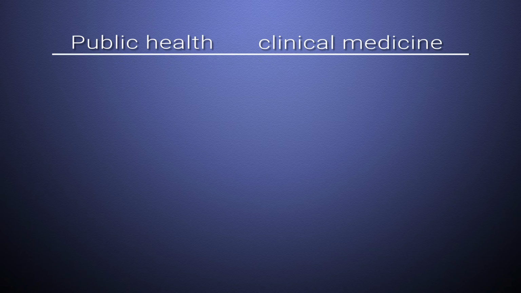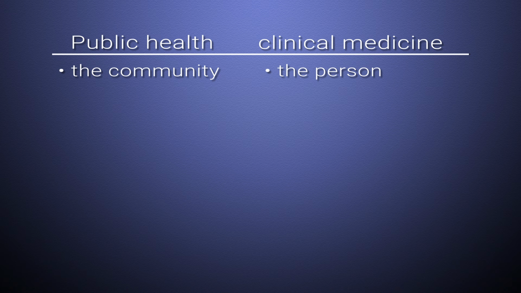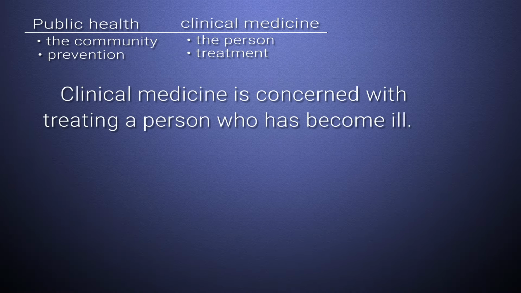One major detail is that public health focuses on the community, but clinical medicine focuses on the person. The other major difference is public health tries to prevent illnesses, but clinical medicine treats people who are already sick. Now I have all the ingredients for a paragraph. When you put these ideas together, they'll support the idea that there are two main differences between public health and clinical medicine. Clinical medicine is concerned with treating a person who has become ill.